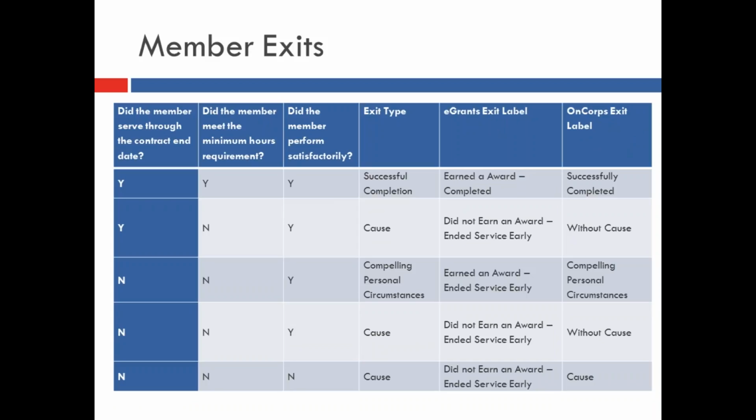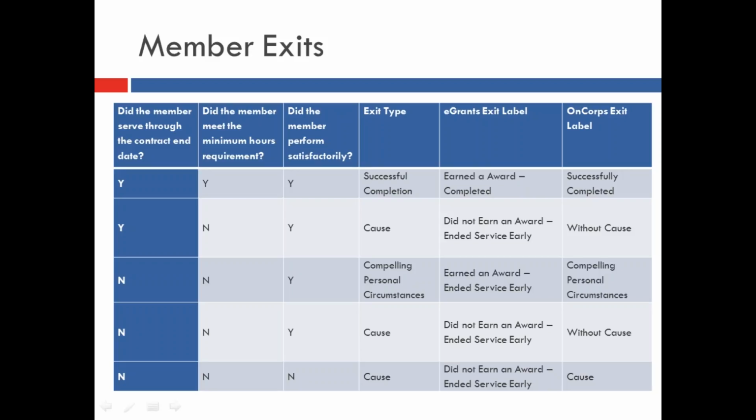Okay, so this table looks much the same. We changed out the last two columns in the table. And in eGrants, if you are using some reports, you'll notice that it divides most of the members up based on their award status. So you'll see enrolled, like earning an award, earned an award, and did not earn an award as the main categories. And then under that, their status will show you, like for the successful completion one, they're completed.